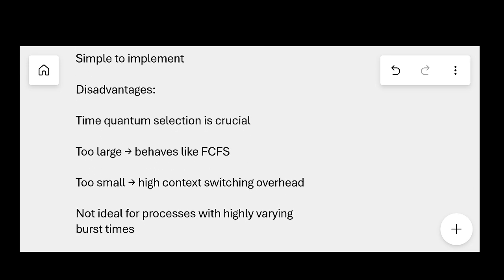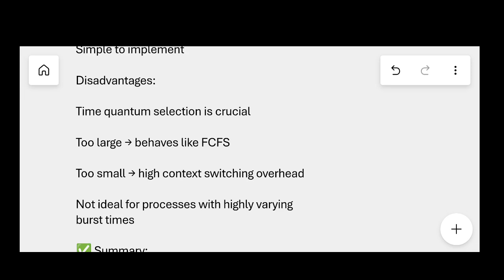Now see the disadvantages. Time quantum selection is crucial. Too large and it behaves like FCFS. Too small and there is high context switching overhead. It is also not ideal for processes with highly varying burst times.